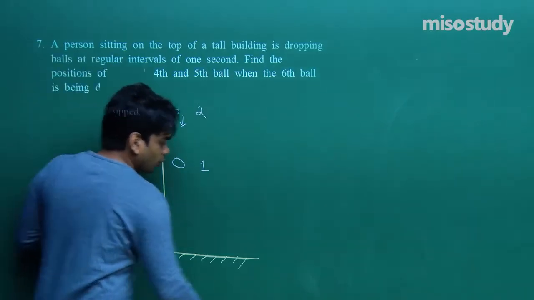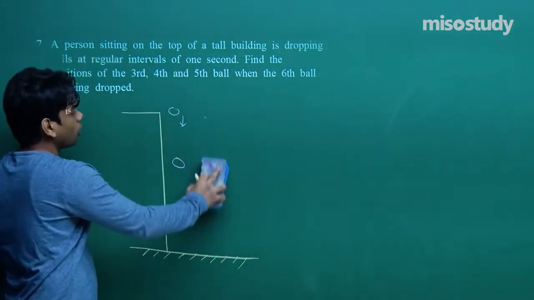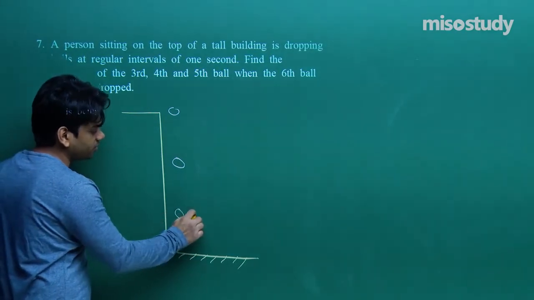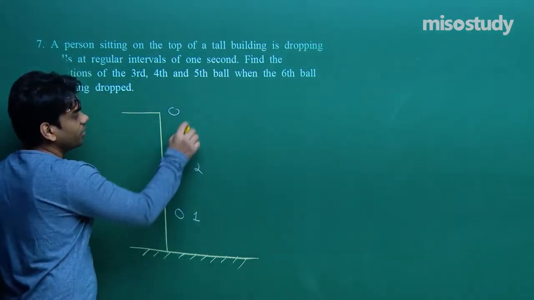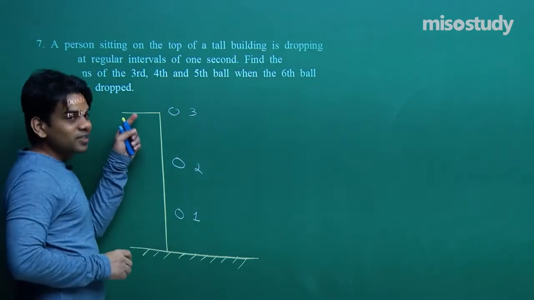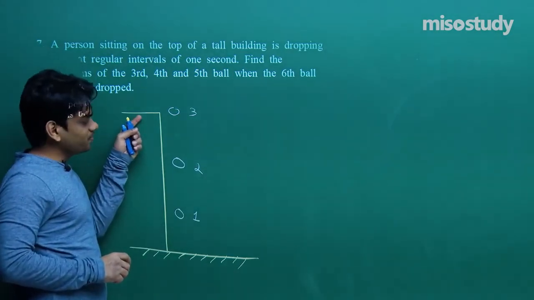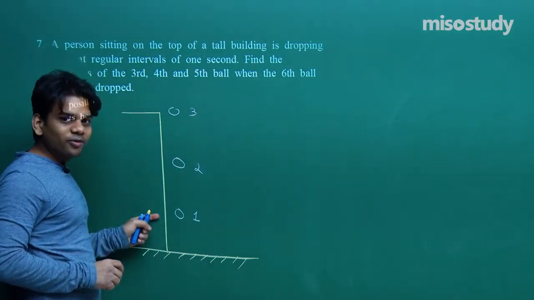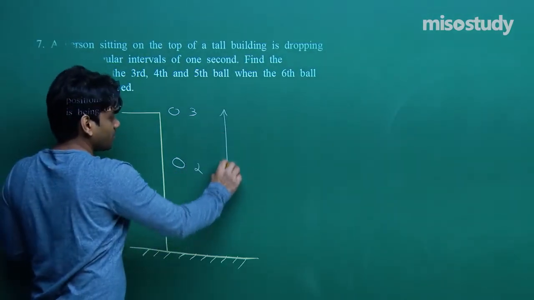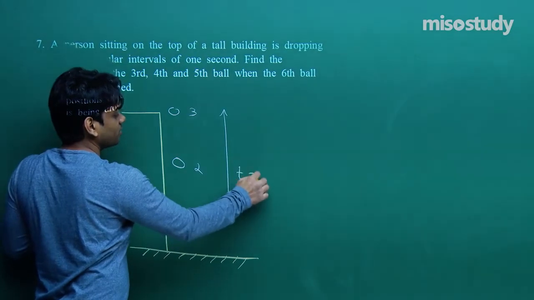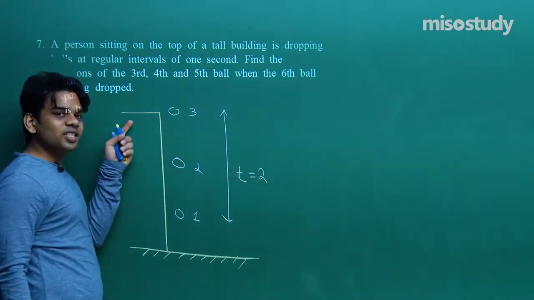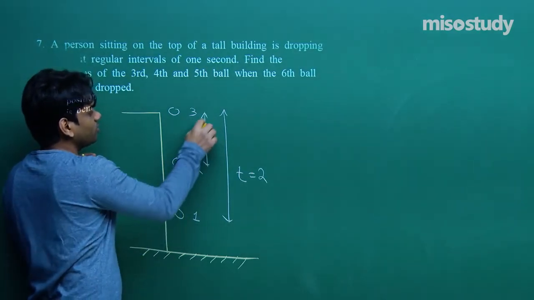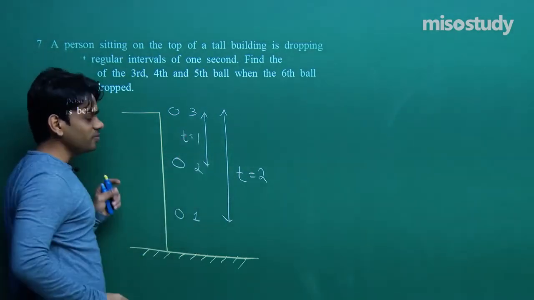So what I'm going to show you, one change here. If he is going to drop the third ball, the first ball will be somewhat here, the second ball will be here, and the third ball would be here. So the time difference: this third ball is just starting, the first ball would have traveled 2 seconds, and the second ball would have traveled only 1 second.